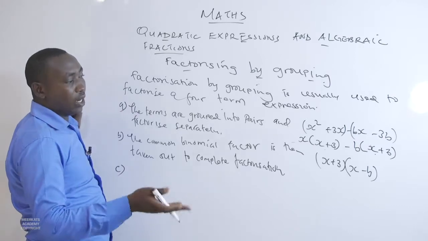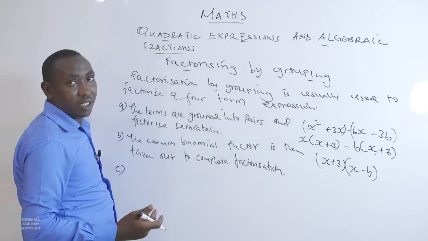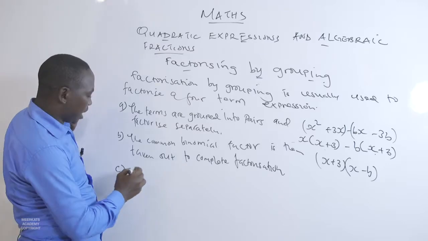Last step, you can do the rearrangements. We can begin with (x - b) followed by (x + 3), with whichever you are comfortable with. So terms can be rearranged.